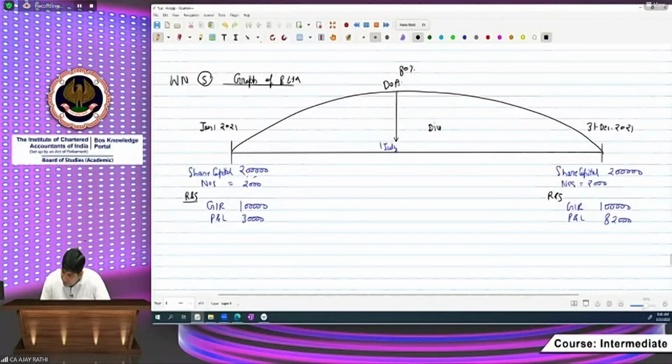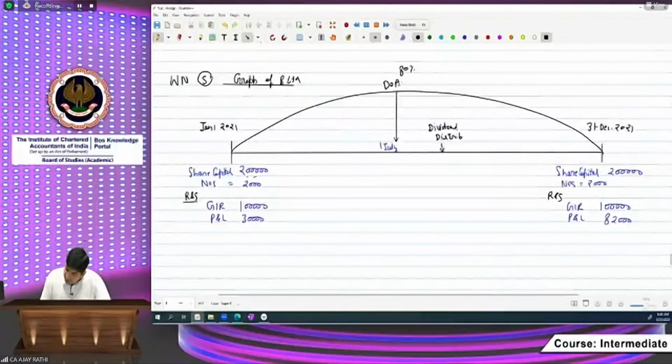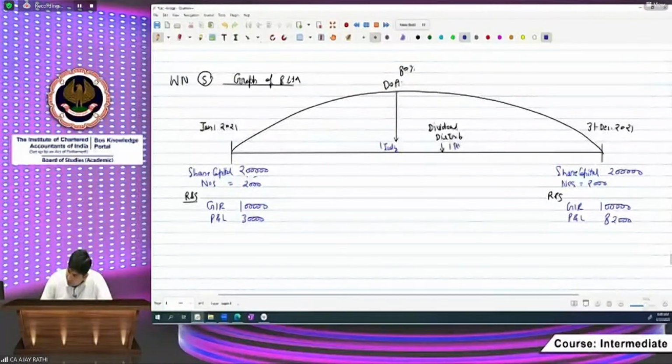That is dividend distribution. Declaration and distribution are the same. This is the date of dividend, and such date is 1st August. Beta, this is 1st of August.